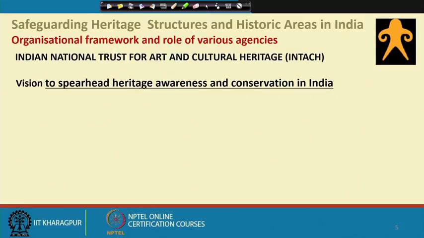Now, let us see what the vision of INTACH was. The vision was to spearhead heritage awareness and conservation in India, and initially when INTACH started, it was supposed to play the role of a watchdog. Being outside the government, it can really talk, it can form people's opinion, and wherever protest is required, INTACH can do that. That was the role INTACH was supposed to play.